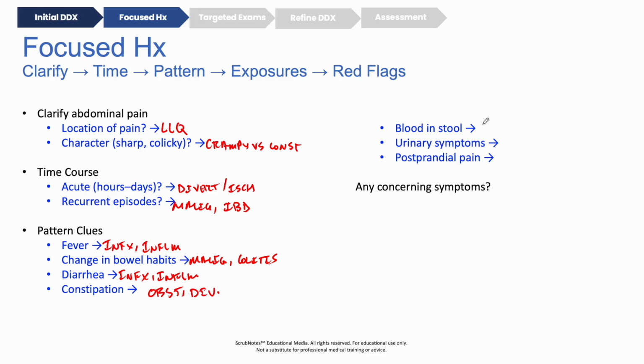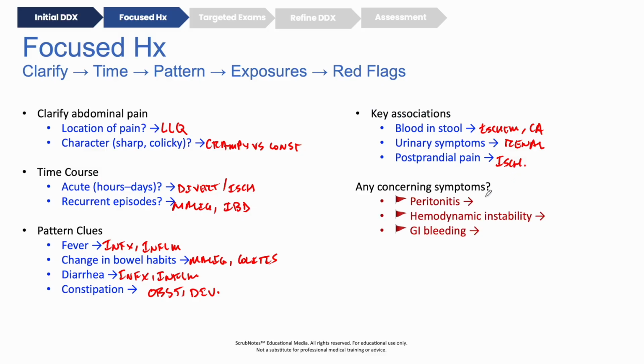Next, we want to ask about key associations. Is there any hematochezia? If so, ischemic colitis or cancer could be on our differential. Are there any urinary symptoms? If so, that might be a renal factor. If there's postprandial pain, you might be thinking more ischemic colitis. Always be sure to check for red flags, like peritonitis, because that could be indicative of perforation. Make sure that the patient is hemodynamically stable, otherwise ischemia or sepsis is on your list. And if there's any GI bleeding, that's more urgent. So before you localize, make sure the patient's not crashing.